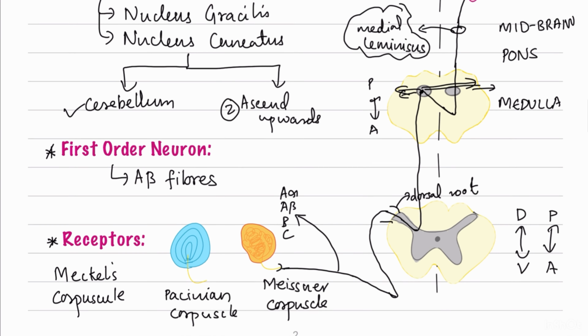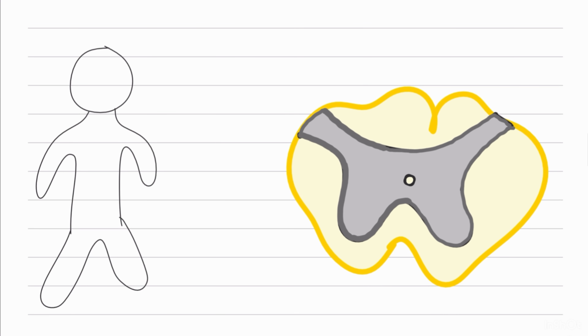We need to know two more details, and that will complete our information on the dorsal column pathway. Here I have drawn a section of spinal cord, and here I have drawn a human. Now, what we need to understand is that the sensations enter the spinal cord at different levels. For example, if someone touches a person at the level of the feet, the fibers will enter the sacral spinal cord, okay? Whereas if the sensations involve the groin or the inguinal region, these fibers will enter at the lumbar region of spinal cord.